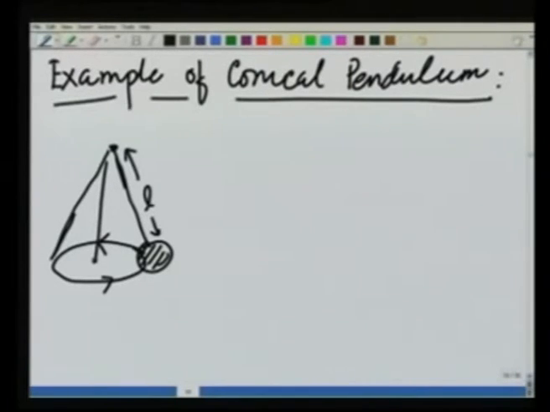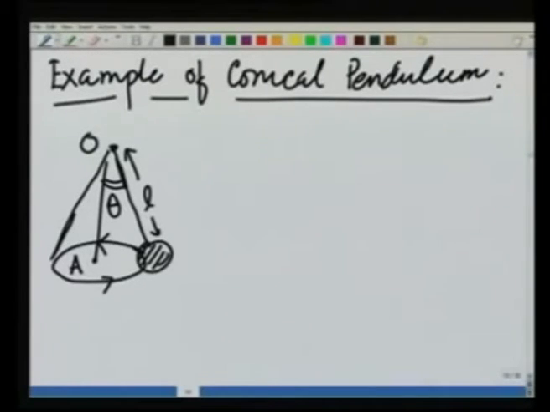It is going around in a circle, and this rod makes, say, the angle theta with the vertical. Let me call this point pivot point O, and let this point where this vertical line meets the plane in which the circle is made, let me call this A.